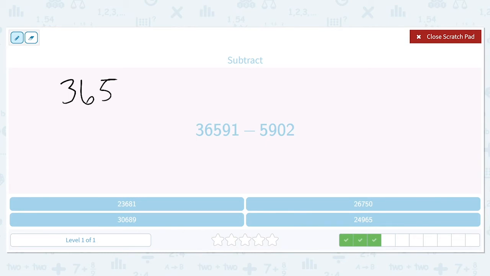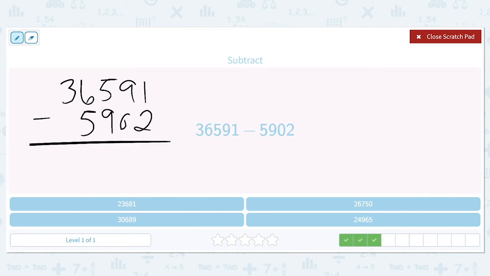36,591 minus 5,902. We're unable to do 1 minus 2, so we'll borrow from our 9. 11 minus 2 is 9. 8 minus 0 is 8. 5 minus 9 is not possible right now, so we're going to borrow from the 6. 15 minus 9 is 6. 5 minus 5 is 0, and we'll bring down our 3. So our answer is 30,689.